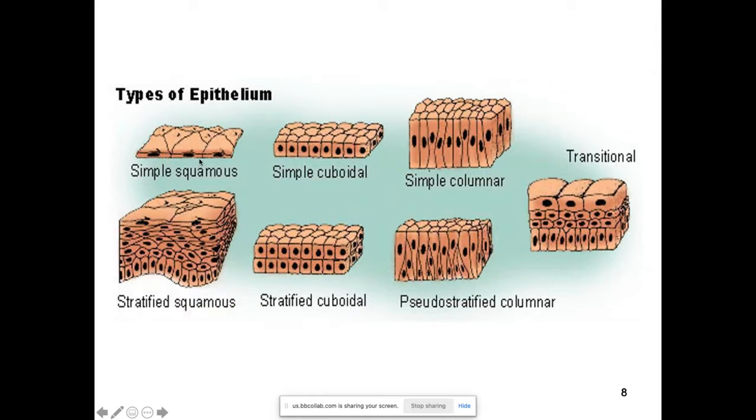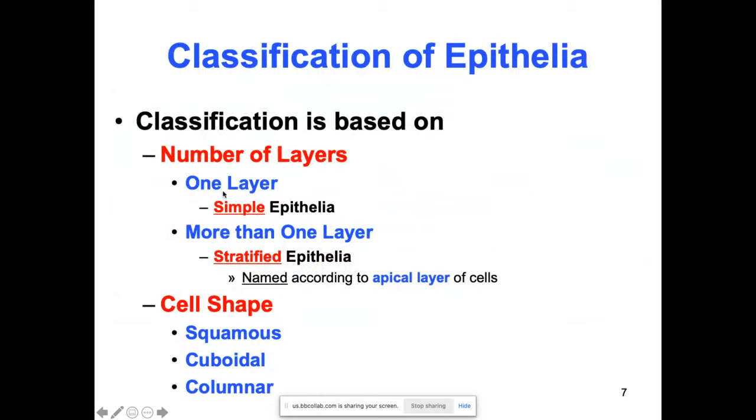So again, if we look here from the side, we see one cell layer here. We see one cell layer. We see one. So all of these have the word simple. But when we look down below and we see multiple layers, more than one layer, we use the word stratified. So let's go back. If it's one cell layer thick, it's simple. If it's more than one cell layer, it's stratified.